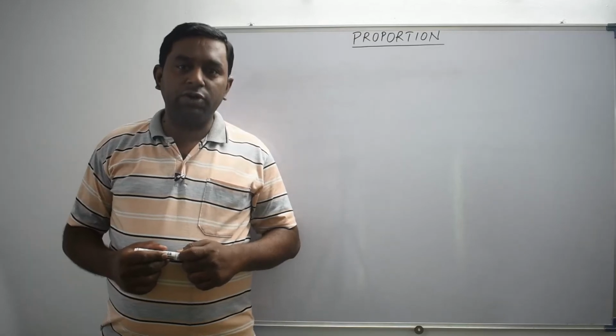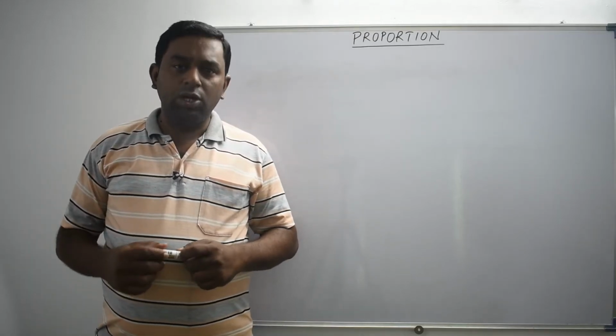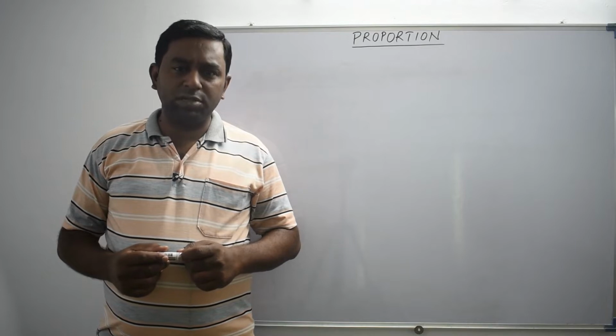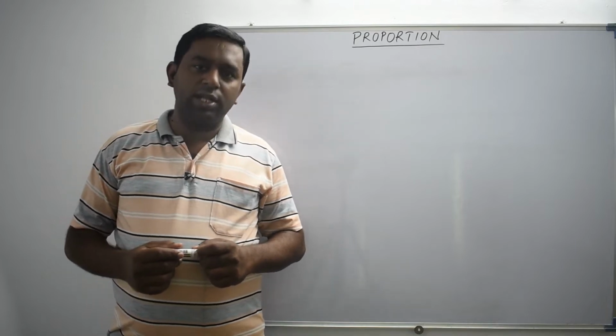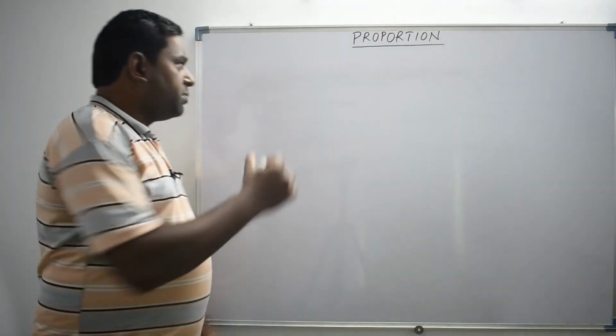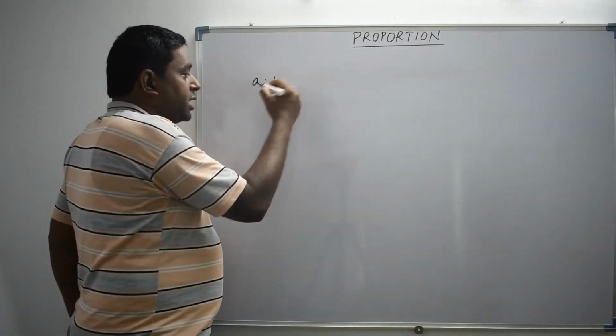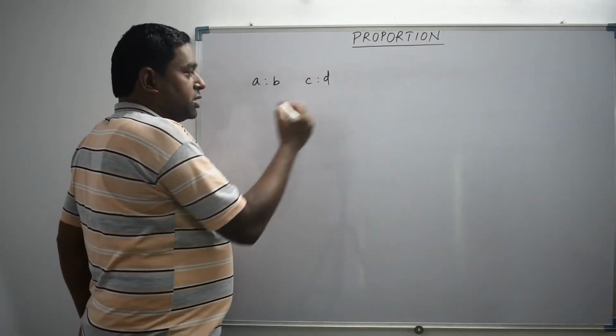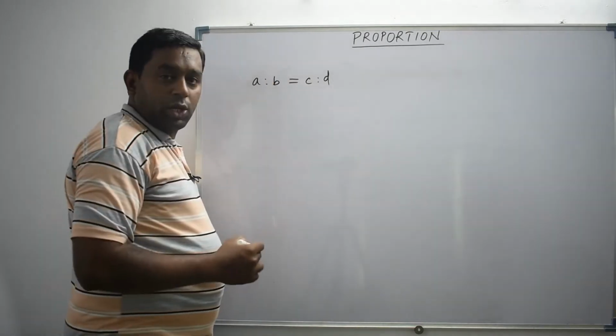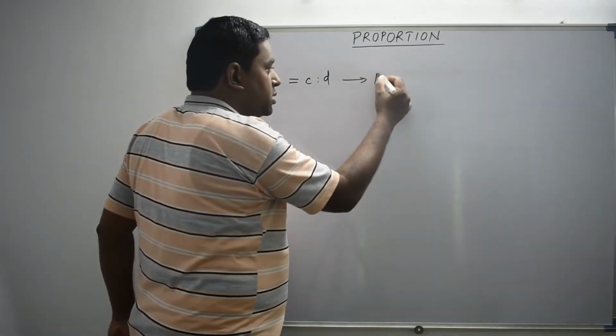In this section, we are going to see about proportion. What is meant by proportion? It's very simple. If two ratios are equal, it's called as proportion. Let me take two ratios, A is to B and C is to D. If these two ratios are equal, this is called as proportion.